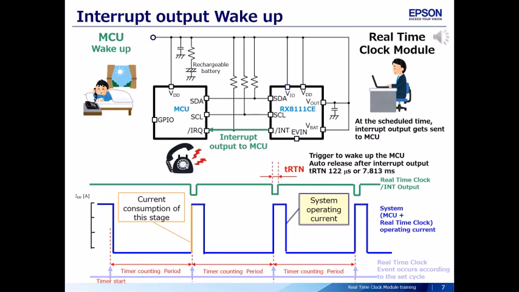When the set time comes, an event occurs, and the real-time clock module sends an interrupt output to the MCU. This is like a wake-up call. The interrupt output can auto-release. In the case of the RX8111CE, you can set TRTN to 122 microseconds or 7.813 milliseconds.